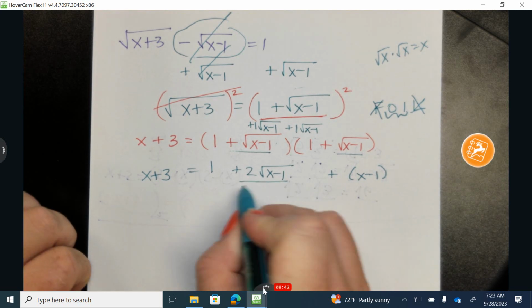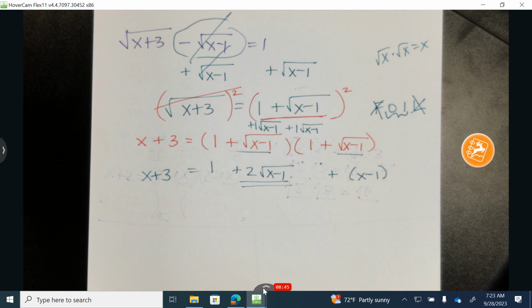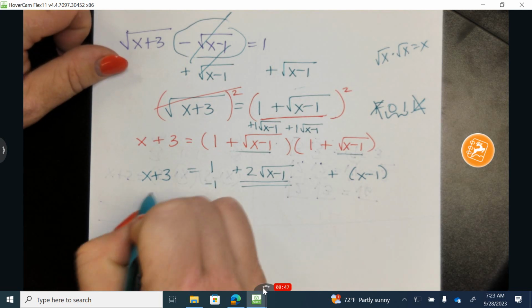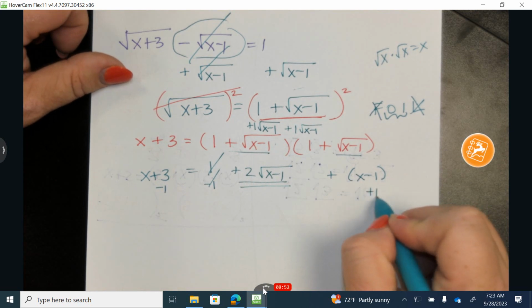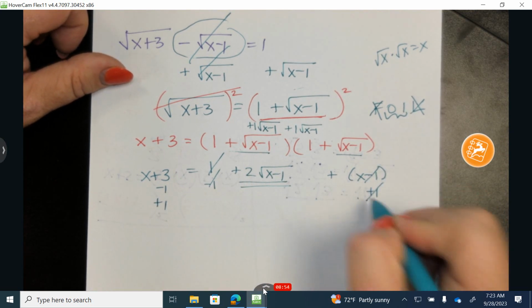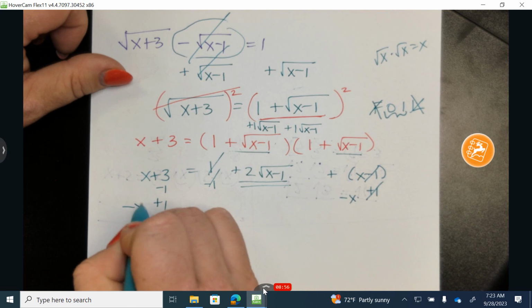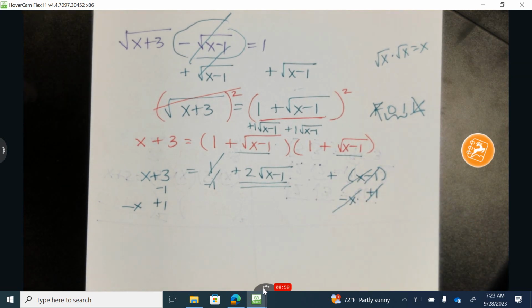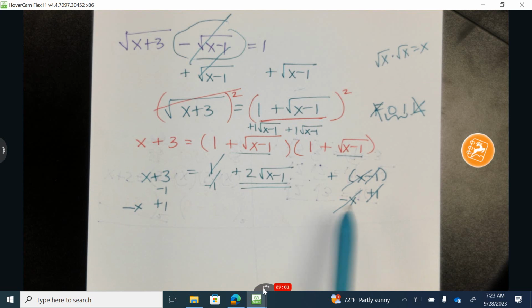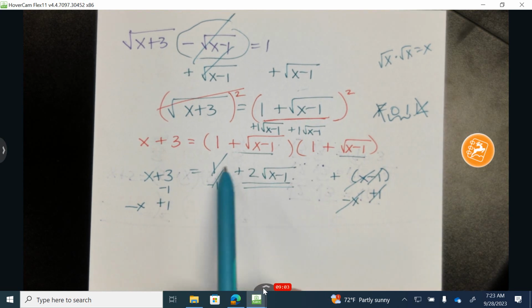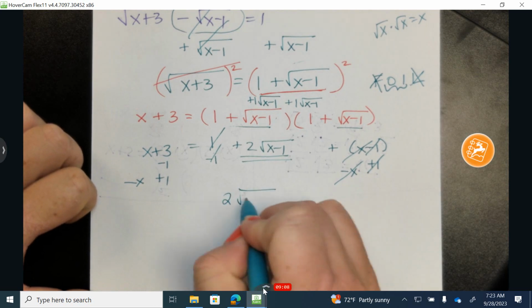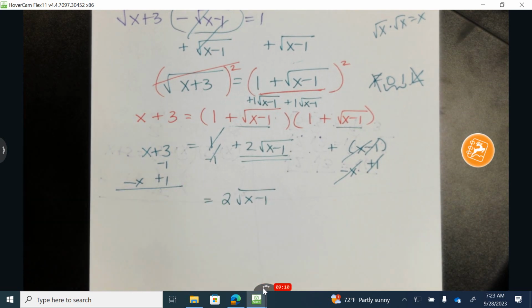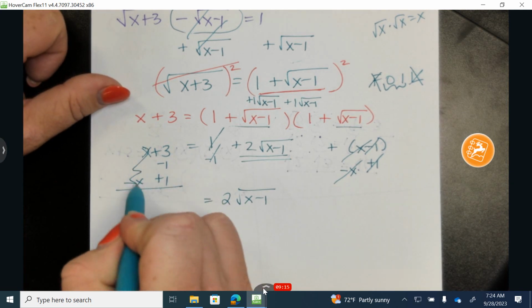I want to keep this by itself and move everything to the opposite side. So inverse operation, I'm going to subtract 1. And then I'm going to add 1. And I'm going to subtract x. Inverse operation, subtract the x, add the 1, subtract the 1. So the only thing I have left on the right-hand side is 2 times the quantity x minus 1. Now I need to combine like terms on the left-hand side. Positive x and negative x, they cancel.